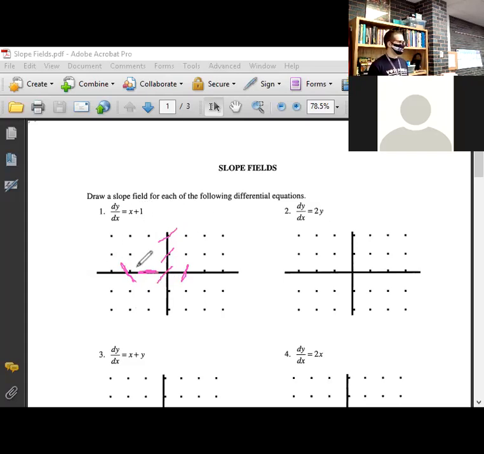So that is the first page of the slope fields worksheet. You take the differential equation given to you up here, take each of these coordinates, assume they're integers, positive or negative, wherever they're at. Plug the x and y coordinates in and sketch the approximate slope.